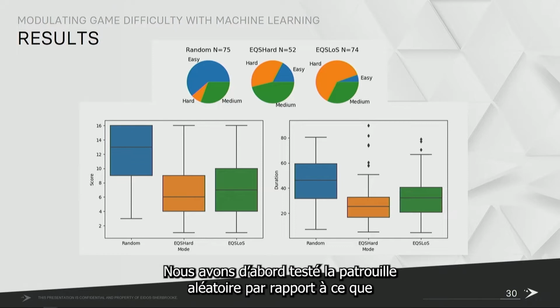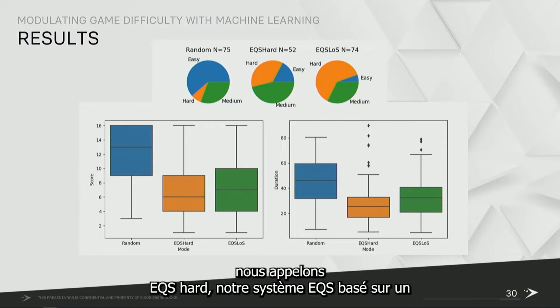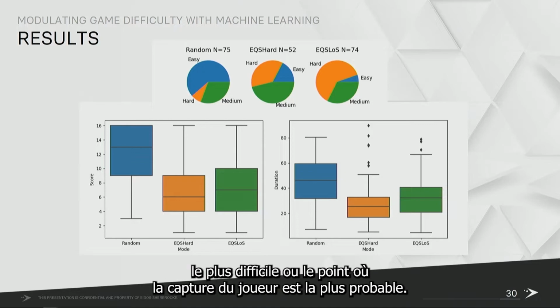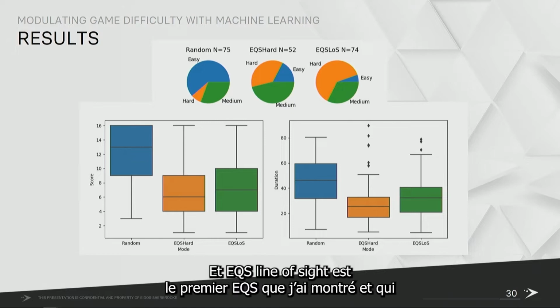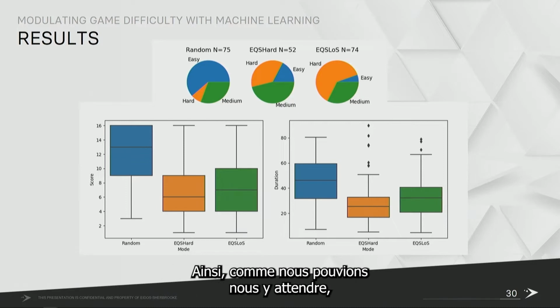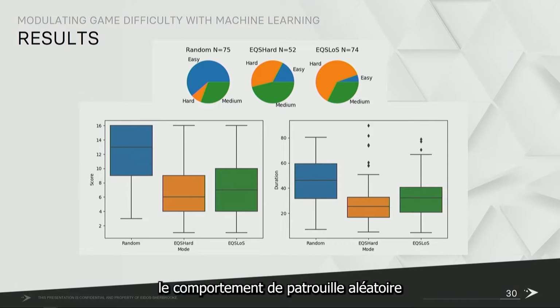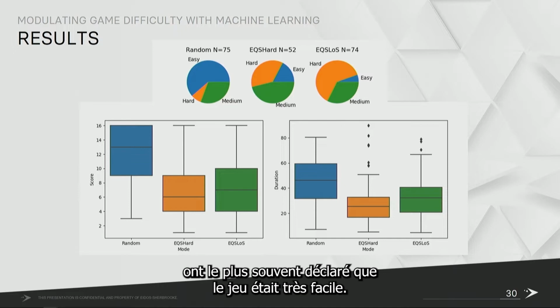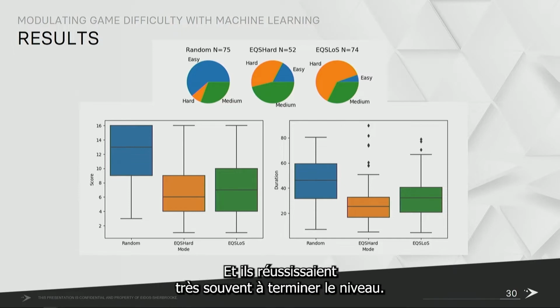First we tested the random patrol versus what we call EQS hard, which is our machine learning model based EQS system that always selects the most difficult point, the one with the likeliest player capture. And EQS line of sight is the first EQS that I showed, which selects points that are near and visible to the player. As we could have expected, the random patrolling behavior is the easiest mode, where players reported most often that the game felt very easy, and they were succeeding in completing the level very often.